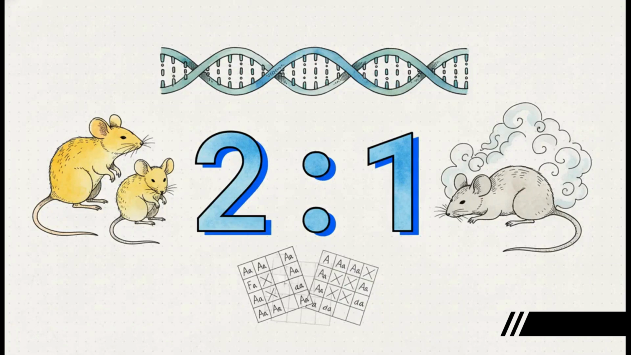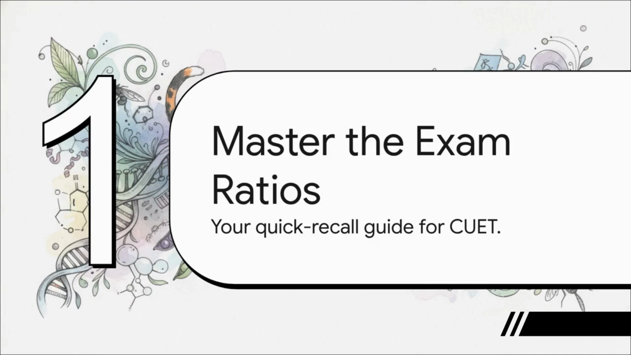So what's the big clue for a lethal allele on your exam? It's this ratio right here, 2 to 1. If you cross two heterozygous yellow mice, you'd normally expect a 3-to-1 phenotypic ratio. But because those homozygous dominant ones don't survive, you're left with a ratio of 2 yellow mice to 1 non-yellow mouse. If you see a 2-to-1 ratio in a question, a little alarm should go off in your head that says lethal allele.